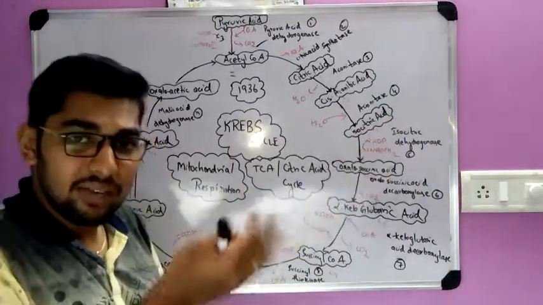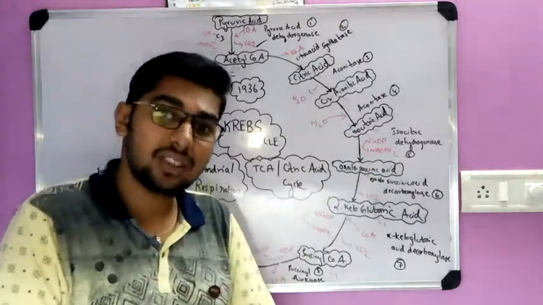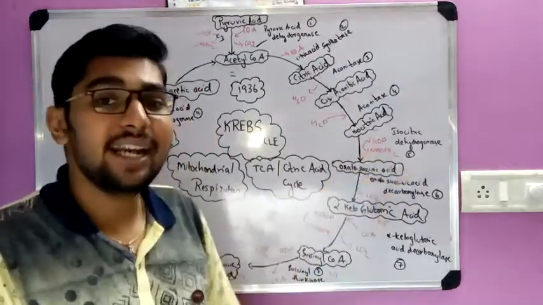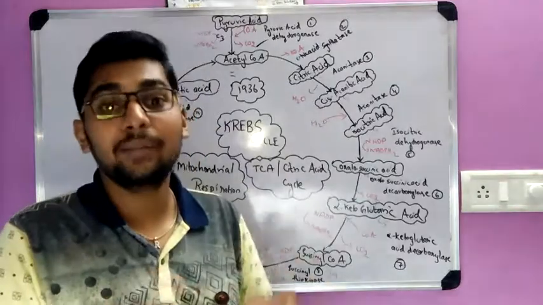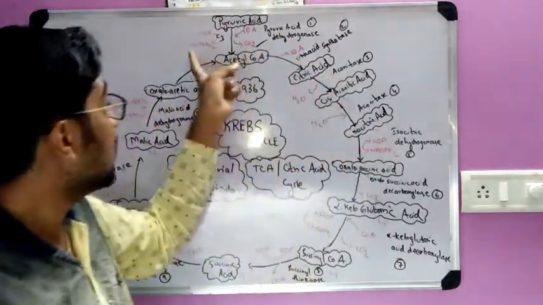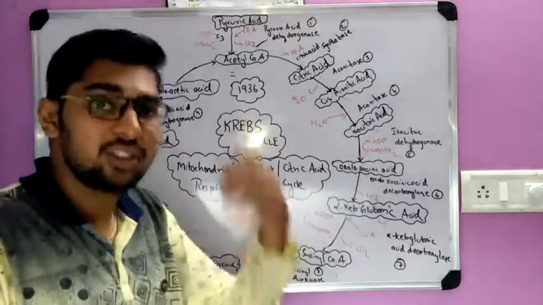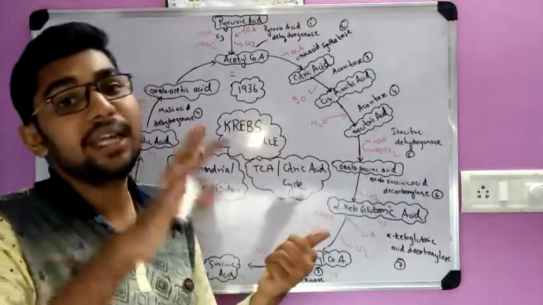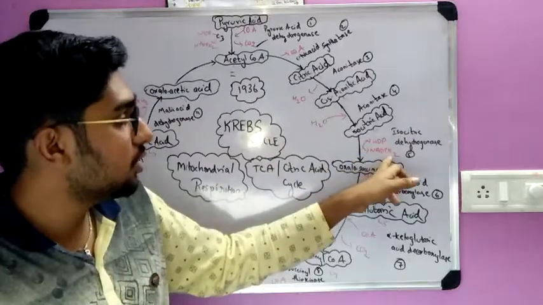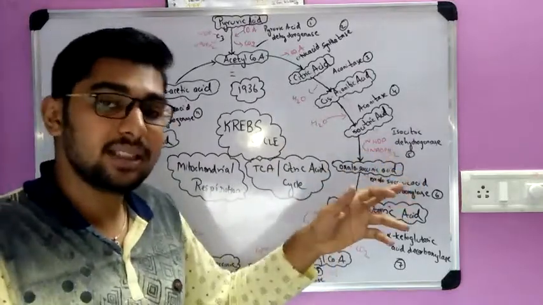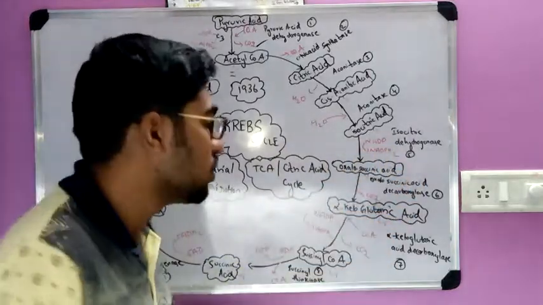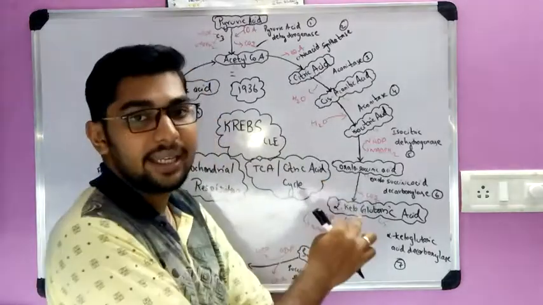Whenever this dehydrogenation takes place, NADP takes this hydrogen molecule to become NADPH2. Here also the first dehydrogenation occurs, so hydrogen is liberated out. This hydrogen is taken by NADP and it becomes NADPH2. Similarly, here also dehydrogenation is occurring. NADP takes this hydrogen molecule and becomes NADPH2. So we formed oxalosuccinic acid.